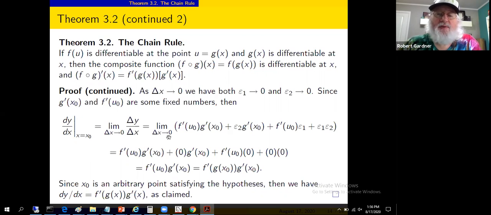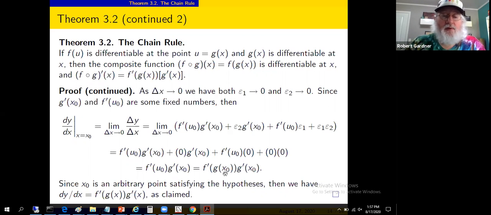Take a limit as delta x approaches 0. This is what we had for delta y divided by delta x on the previous slide, and we keep this part. We get a 0 in the limit from the epsilon 2, a 0 from the epsilon 1, and 2 zeros over here, epsilon 1, epsilon 2. All that stuff is 0. We're left with f prime of u sub 0, g prime of x sub 0. Hey, u sub 0, I pointed out on the previous slide, was g of x sub 0. And we've shown the derivative of y with respect to x evaluated at x sub 0 is f prime of g of x sub 0, g prime of x sub 0.